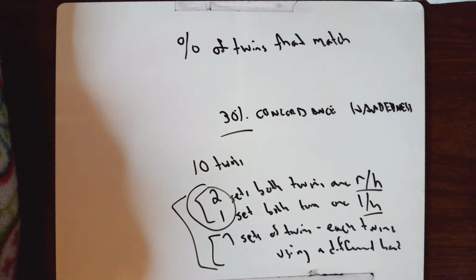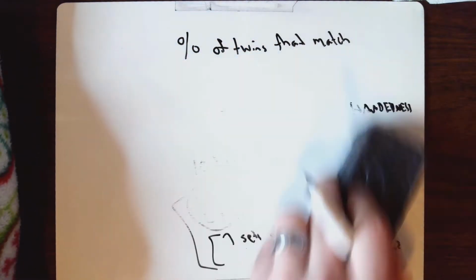So if we're talking about a widow's peak, 50% concordance means that 50% of the twins being studied either both have the widow's peak or both don't. The most important thing is that 50% of them match, and the other 50% didn't match, meaning one twin had a widow's peak and one twin didn't. So that's what we mean by concordance.